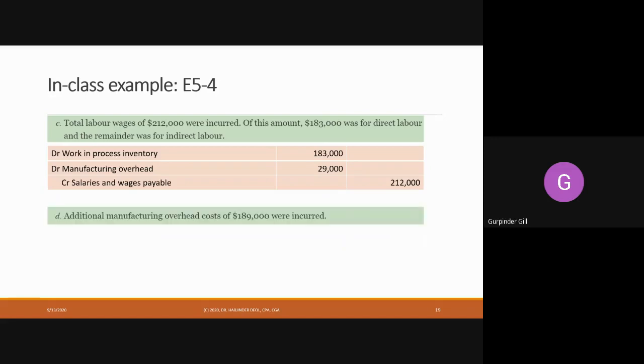Our additional manufacturing overhead cost of $189,000 was incurred. So this will be a debit to manufacturing overhead account and credit to various liabilities accounts. We just don't have enough information to know what that is.